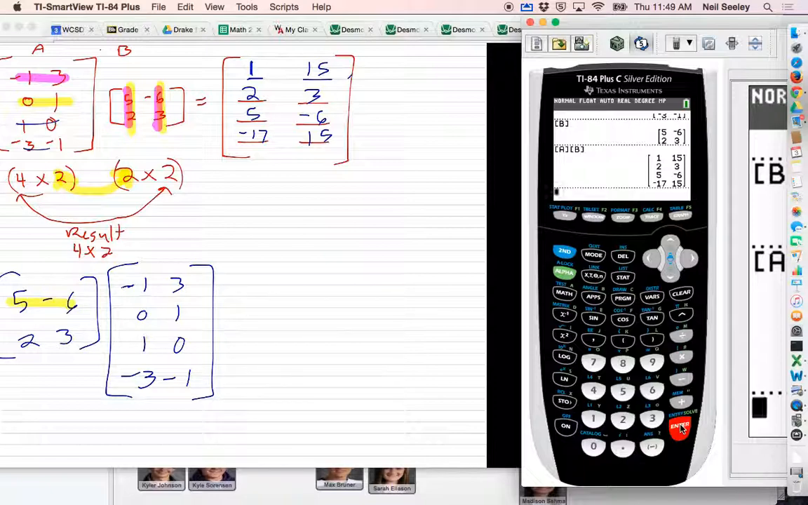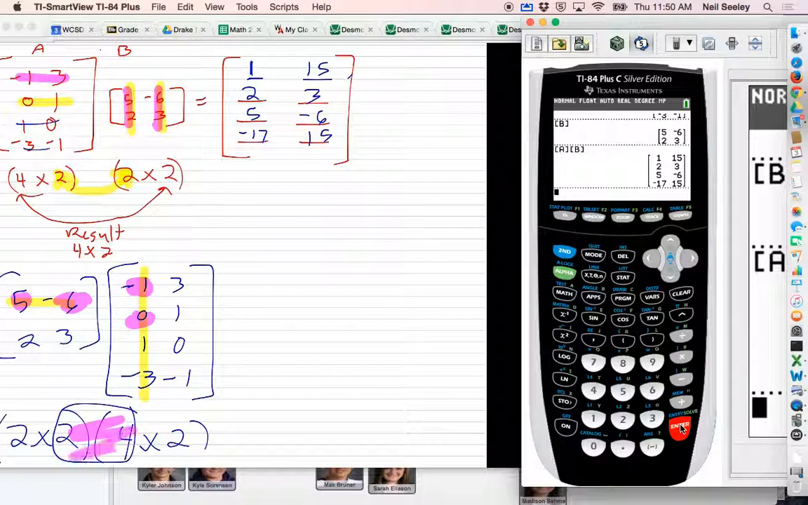Take my row here times my column here. So that means take 5 times -1 plus -6 times, uh-oh. I don't have enough numbers. Like, if I take the 2 numbers in my row on the left and line it up with the column on the right, I don't have enough numbers. They don't match up. Because this is a 2 by 2 getting matched with a 4 by 2. If these guys don't line up, if they don't match, then you have a problem. It's not going to work.